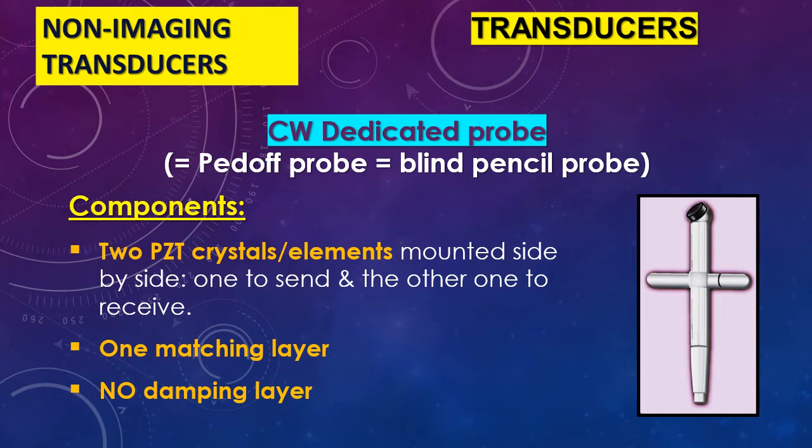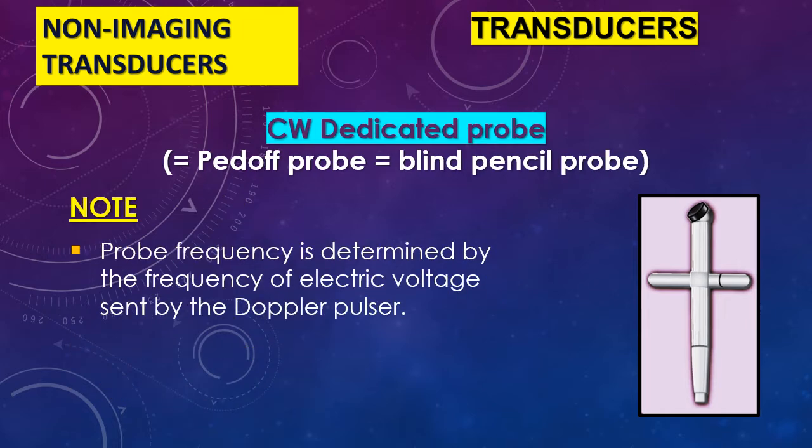That's why it has some limitations in its use. So what are the components here? We have two crystals in the head, one for continuous transmission and one for continuous reception. There is a matching layer, of course, like any probe, but there is no damping layer. So this transducer has two crystals, a matching layer, but no damping layer.